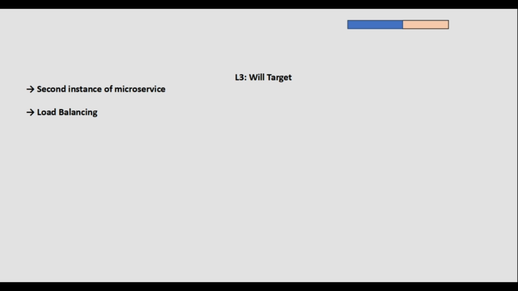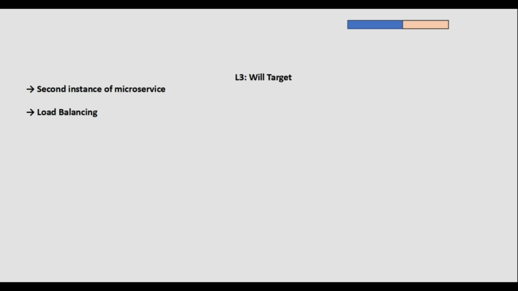Hey guys, in this lecture we will target these 2 points. First, we will run a second instance of the microservice, and then we will add the address of the second microservice in the Envoy configuration file. Whenever we try to access the microservice via the Envoy gateway and the first instance is busy dealing with some job, then the Envoy gateway will redirect the request to another instance of the microservice.